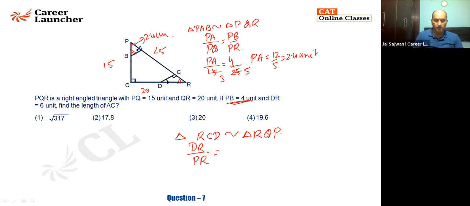Say this angle must be same as this one angle. So I'll say what is opposite to this? It is CR. Opposite to this is QR. So what is DR? How much is DR?